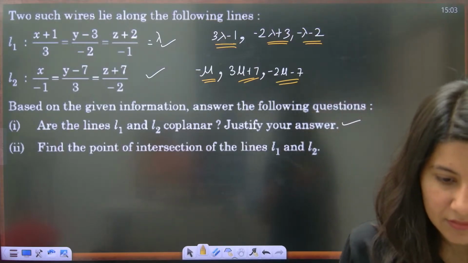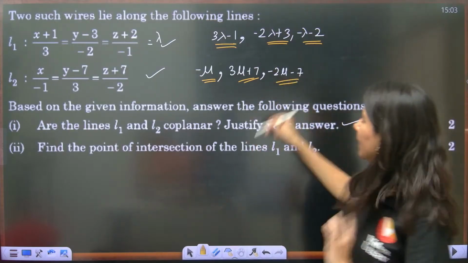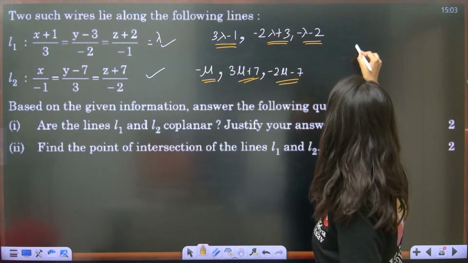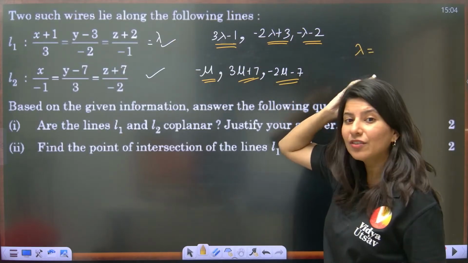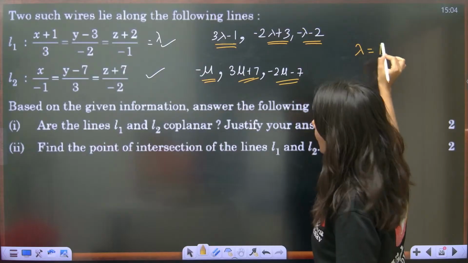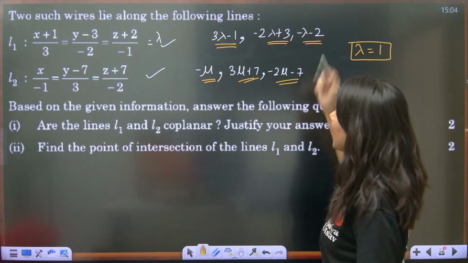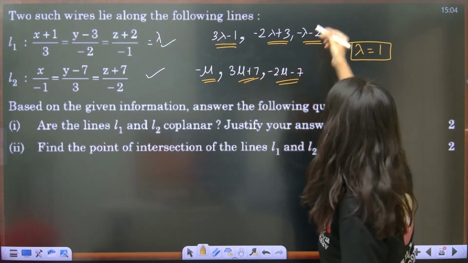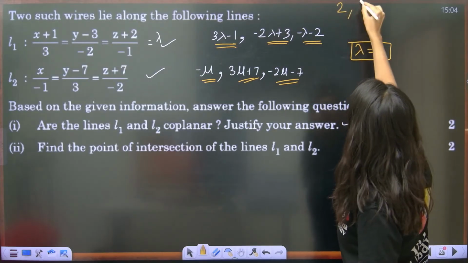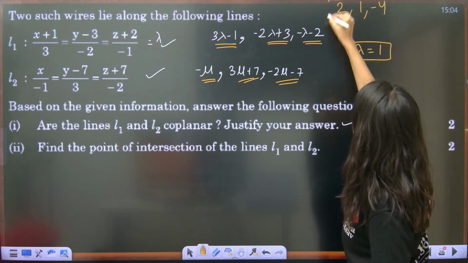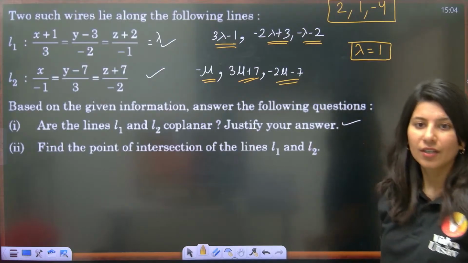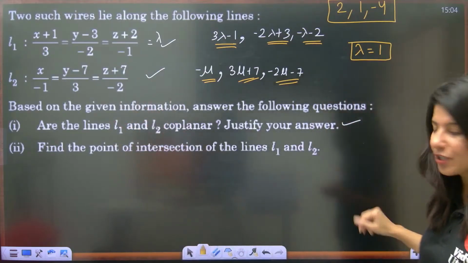Correct? Okay. If you equate this and this, your lambda is going to be, I remember the value of lambda. Lambda is coming out as 1. The moment your lambda is 1, your point will be what? 2, 1, minus 4. This is the point of intersection. Okay, this is the homework question for you guys.